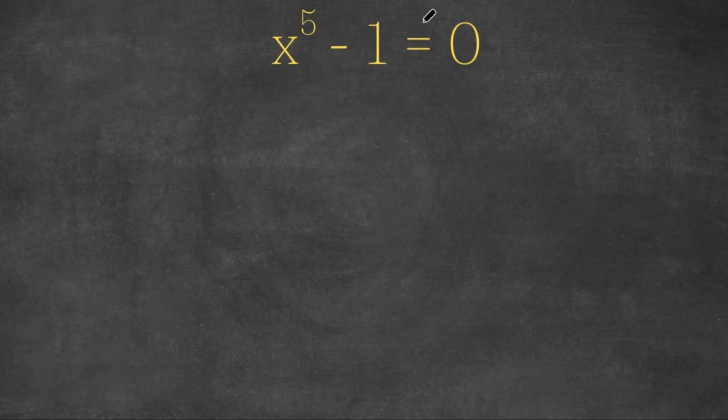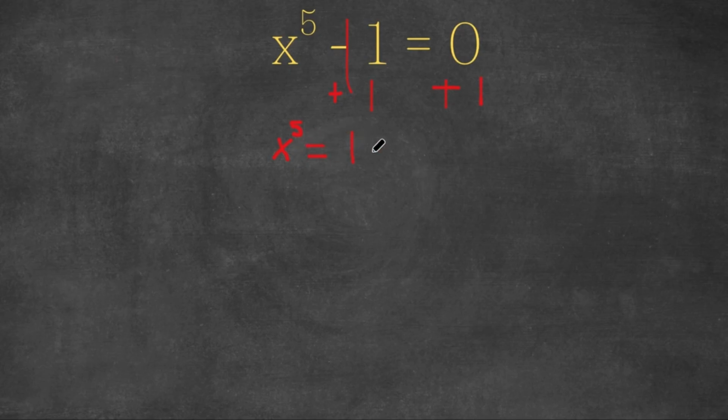Well, our first step is to isolate x, right? We want to get it by itself. So to do that, we need to get rid of this negative 1 here. So to do that, we need to get it to the other side, and how we're going to do that is we're going to add 1 on both sides. So these two would cancel out because negative 1 plus 1 is 0, so this would leave us with x to the power of 5 equals 0 plus 1 is 1.